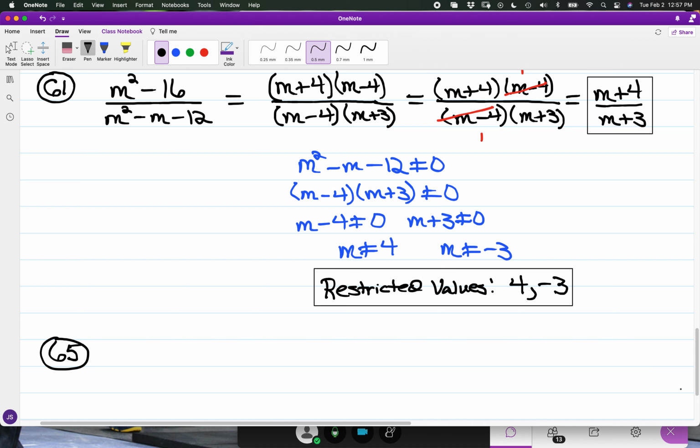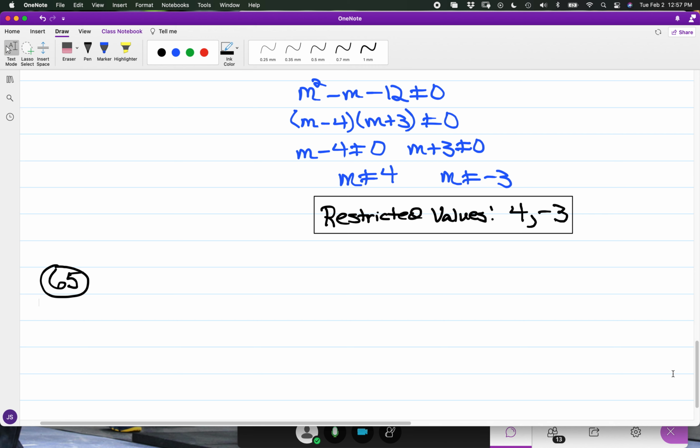and we have for number 65, now we have 7 over 20x, then we have plus 2 over 15x to the 4th. Now we're not working with an equation, but we're looking at adding together. And to be able to add fractions, we need the same denominator.